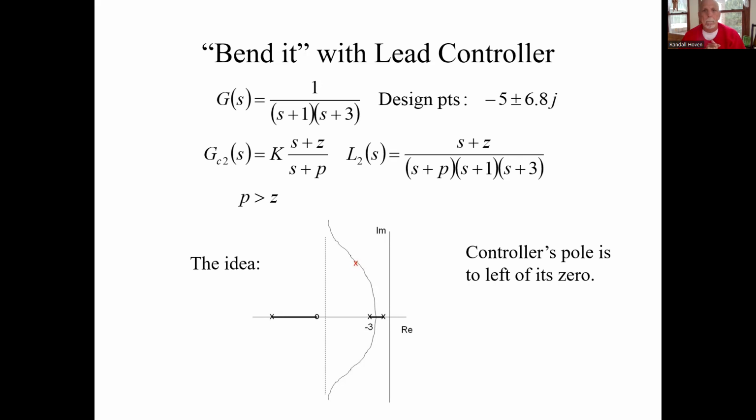Well, the root locus L is going to be this, right? It started out with just the S plus 1, S plus 3, but we're adding a zero and a pole. So this is the new L. We still have the root locus K.